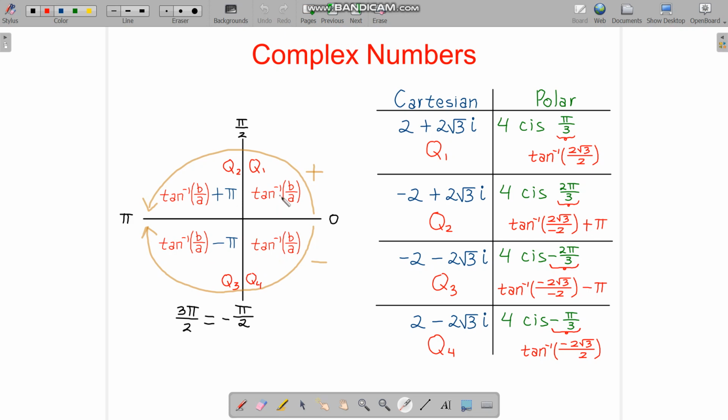To find the angle in the first quadrant, just use inverse tangent. Fourth quadrant, also inverse tangent. But for the second quadrant, we use inverse tangent plus pi, because from the inverse tangent you will get something negative. And for the third quadrant, inverse tangent minus pi, because from the inverse tangent you will get something positive.